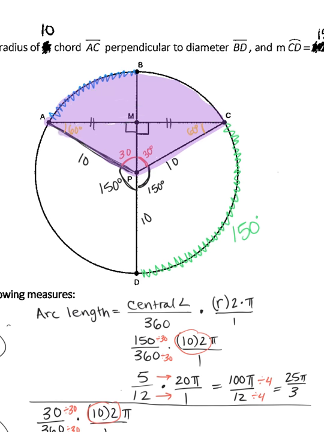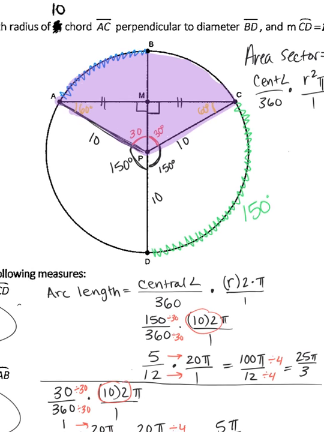So I'm using my formula where the area of a sector equals my central angle over 360, because again, we're only using a fraction of the circle, times the area formula for a circle. So radius squared times pi.